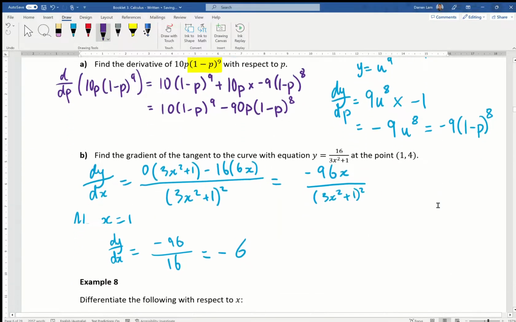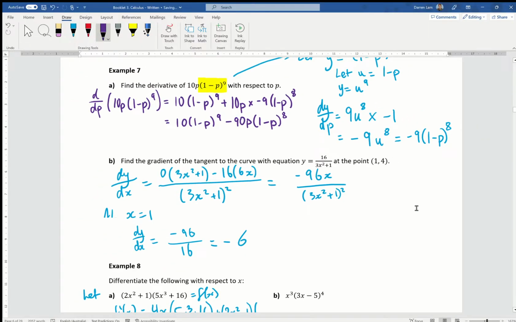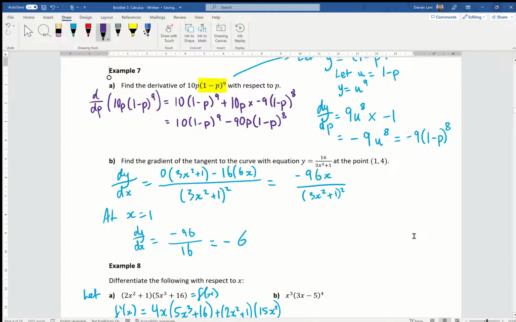I'm going to leave that on the screen for a second. Here we go. It says x cubed, bracket 3x minus 5 to the power of 4. Again, which rules should I be applying? Product, quotient, chain? Chain. Good, because I've got something to the power of something as one of the components.